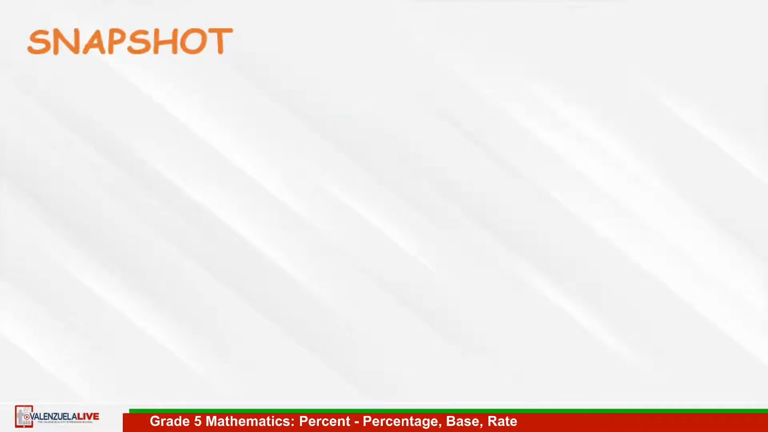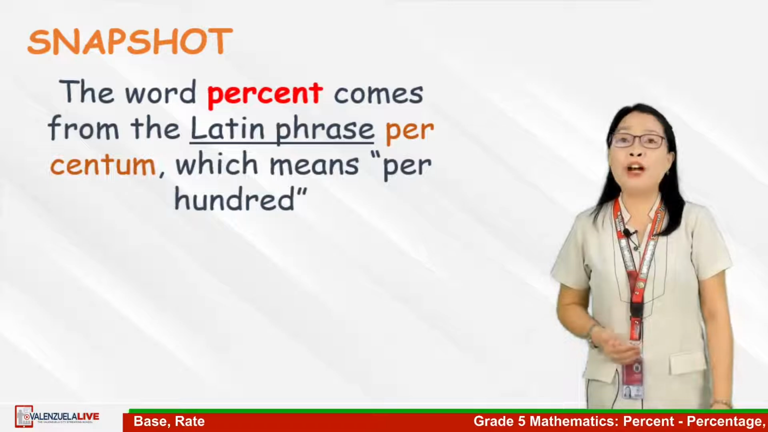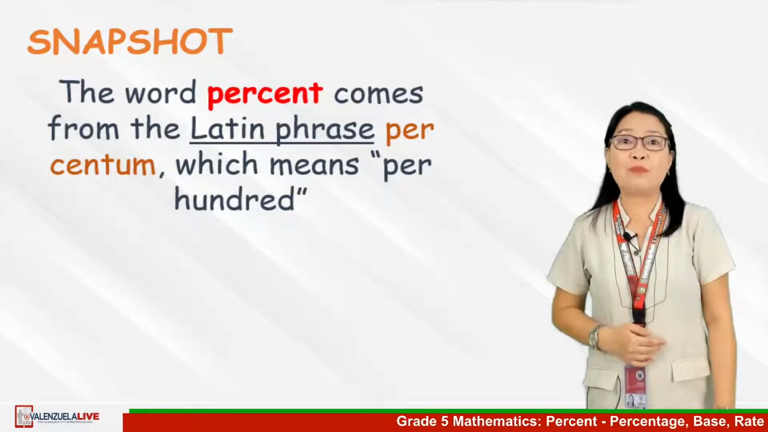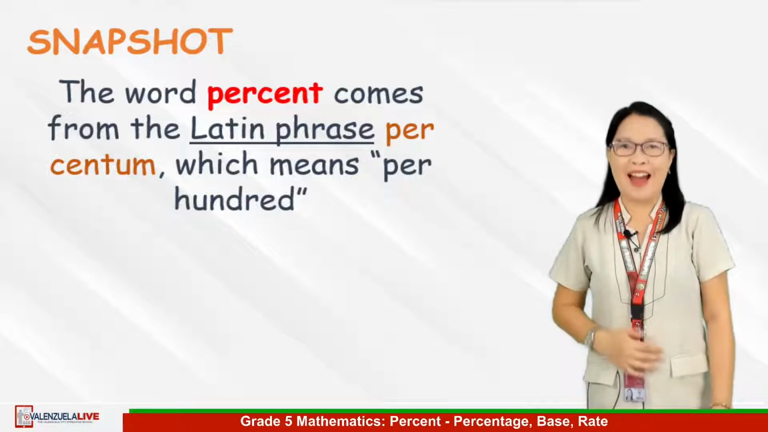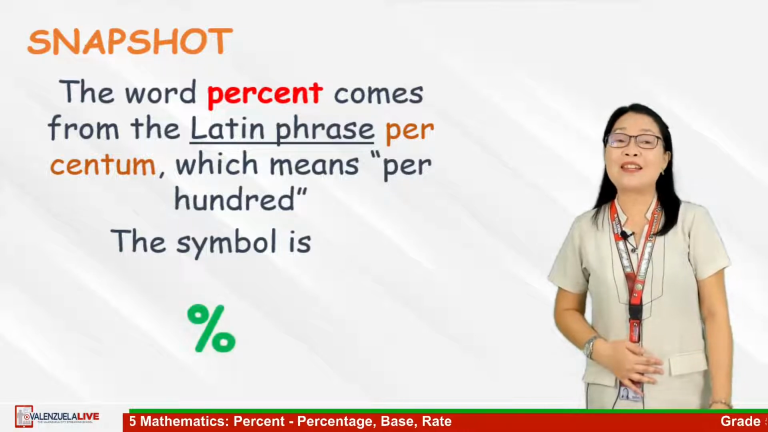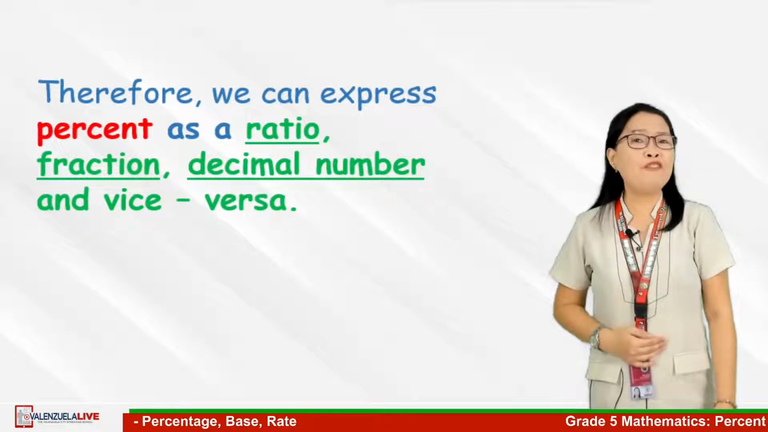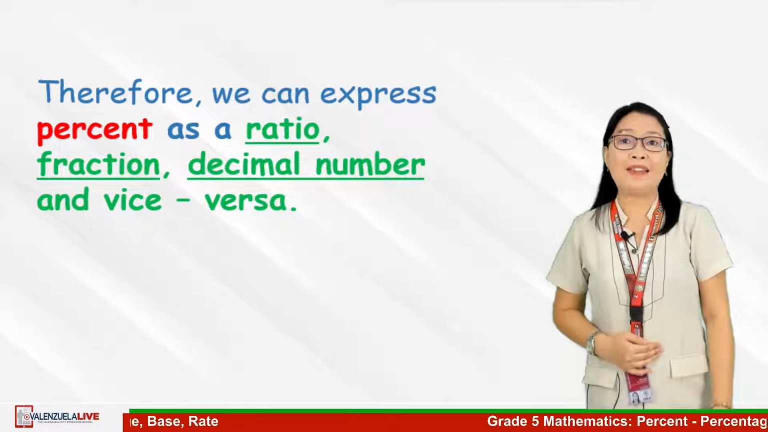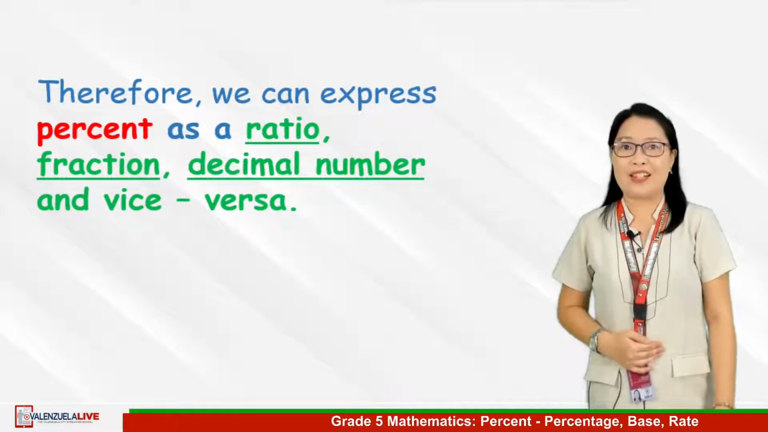Let's have further explanation. Percent is a special ratio that compares a certain number to 100. The word percent comes from the Latin phrase per centum, which means per 100. The symbol that we use is the percent sign. Therefore, we can express percent as a ratio, fraction, decimal number, and vice versa.